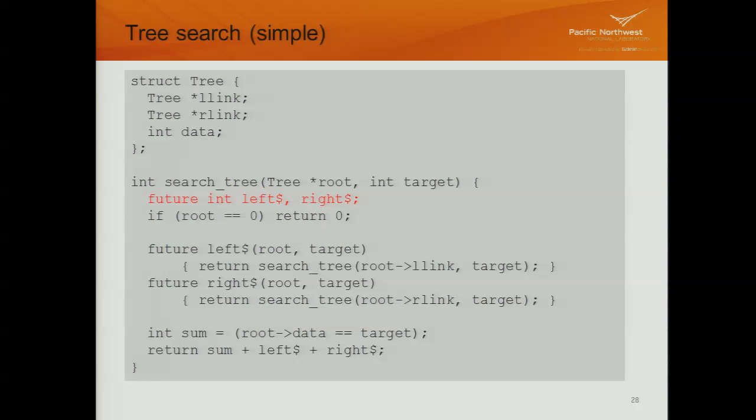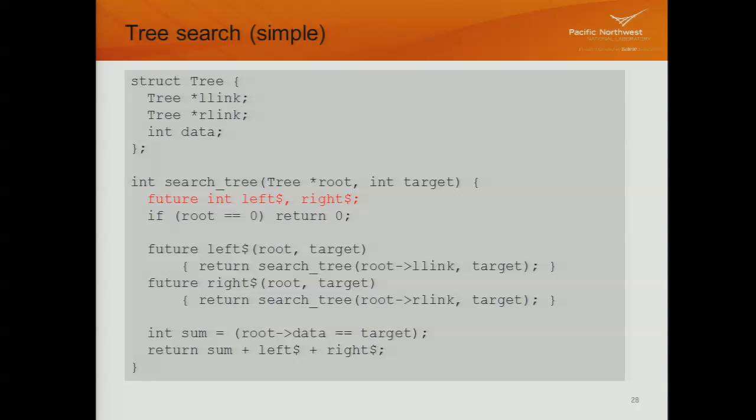So I declare two future variables, left and right. The $ here is just conventional. It's not necessary. It's just conventional to represent future statements with a $ so that they're easier to recognize and read. And if I'm at a root node, then there's nothing to do, so I return a 0. Otherwise, I spawn a future to look at the left subtree, and I spawn another future to look at the right subtree.